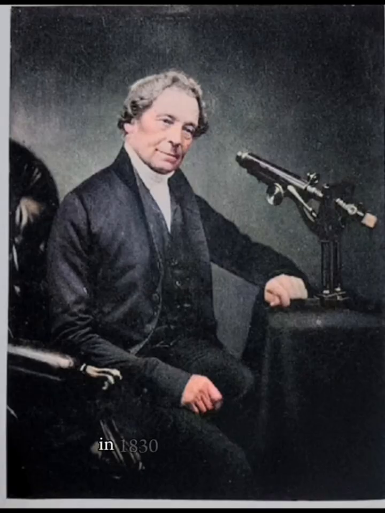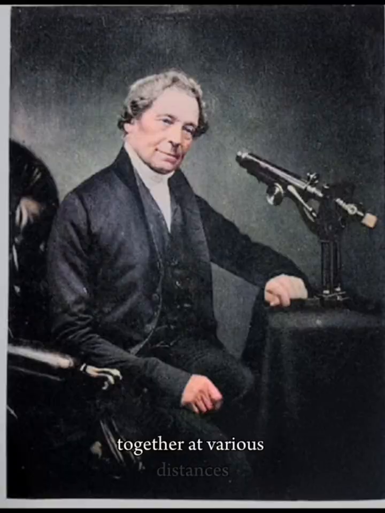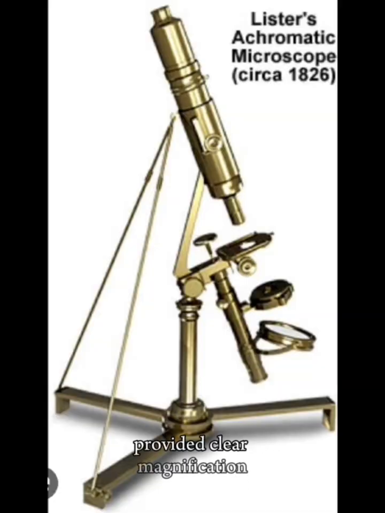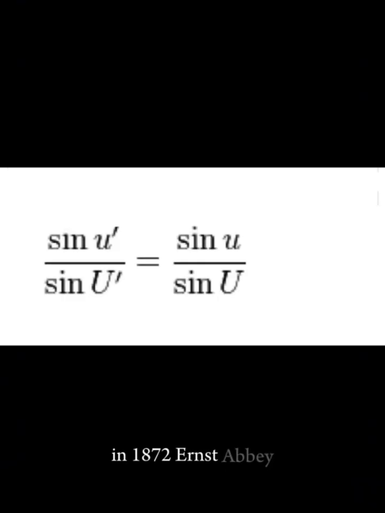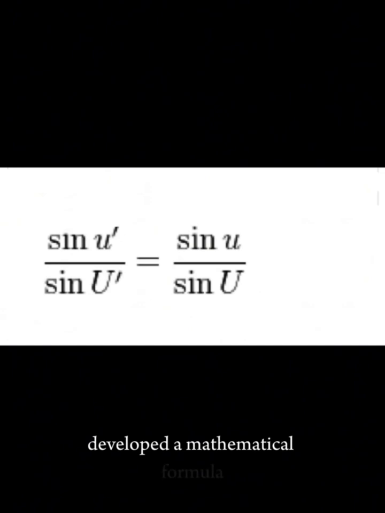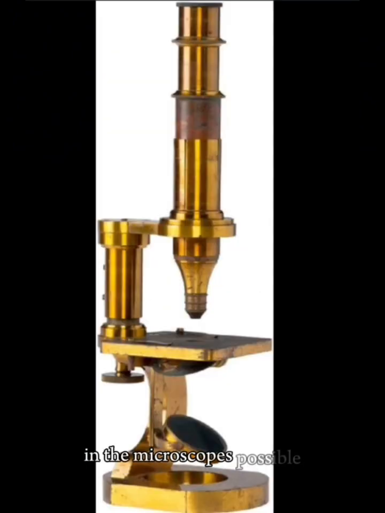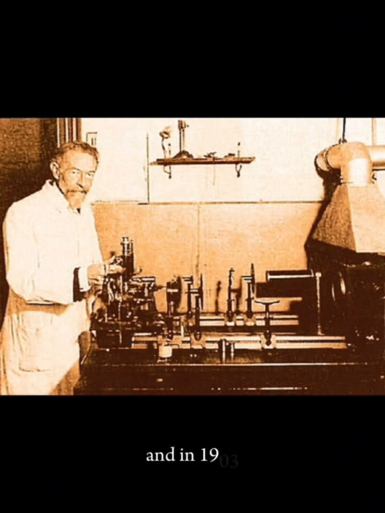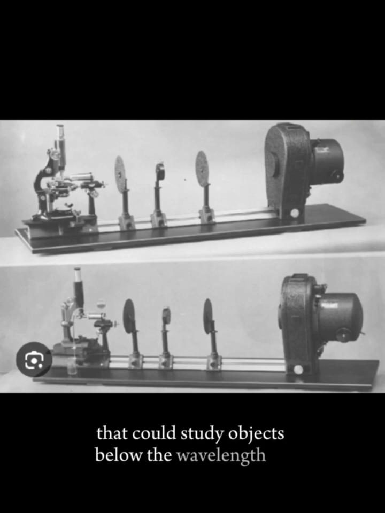In 1830, Joseph Jackson Lister discovered that using weak lenses together at various distances provided clear magnification. This was the prototype for the compound microscope. In 1872, Ernst Abbe developed a mathematical formula that allowed for the maximum resolution possible in microscopes. And in 1903, Richard Zsigmondy developed the ultramicroscope that could study objects below the wavelength of light.